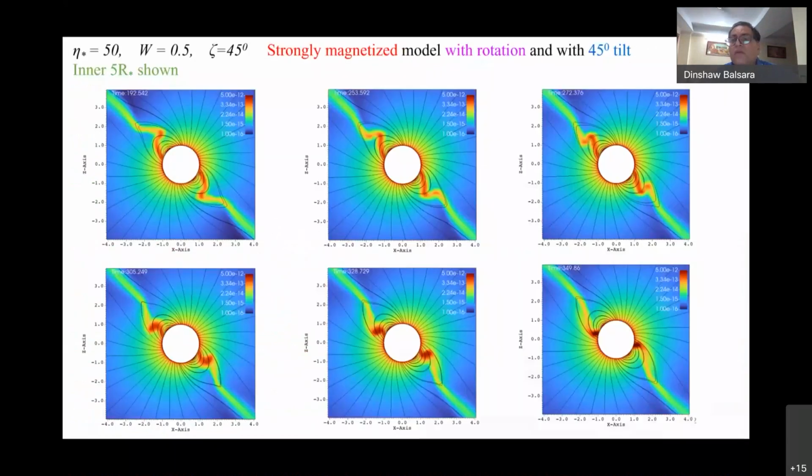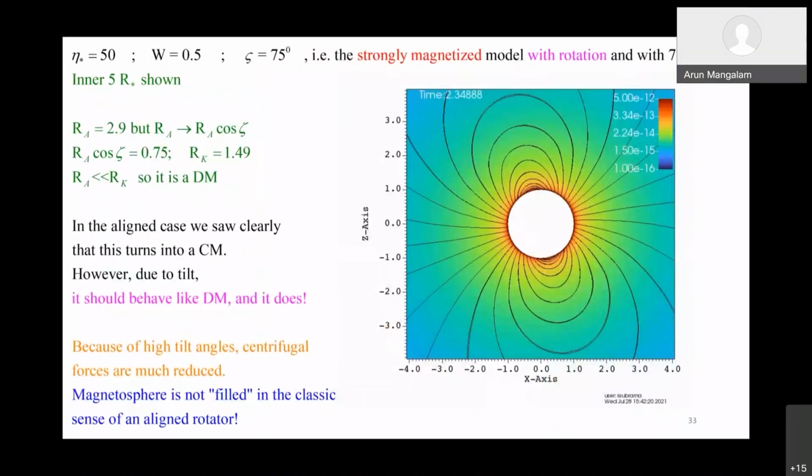Dinshaw, I'm just trying to understand your color density here. It's reflecting density, but it's a column density. What is this? It's just a slice, and it's just showing. Oh, it's a slice, okay, right. Okay, so it's a plane passing through the pole. That's right. That's right. And now let's go ahead and crank it up really hard.